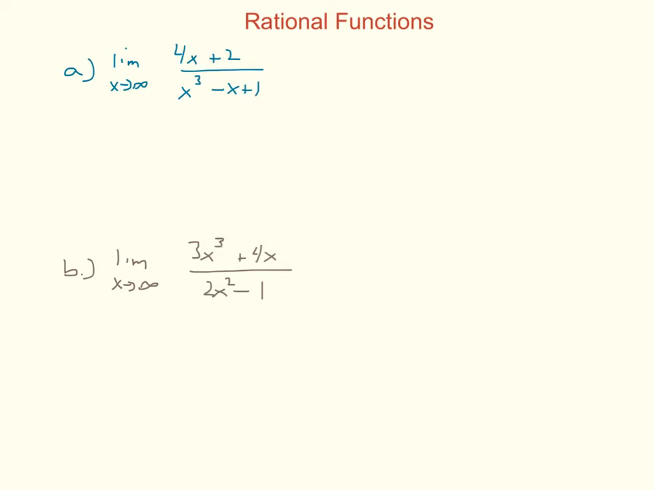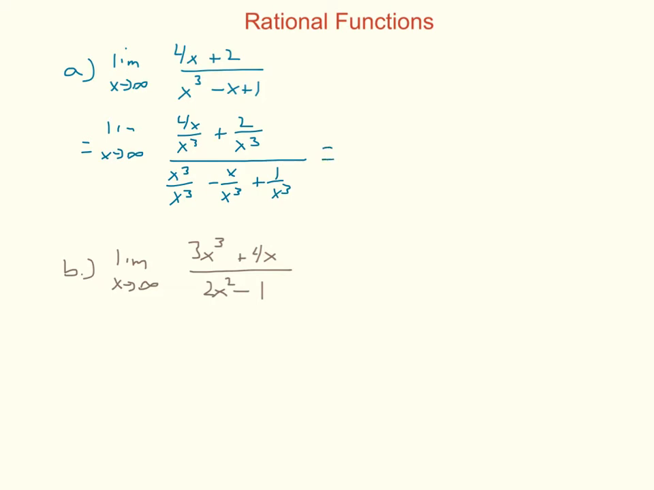To do that, you're going to identify the highest power on x in the denominator. In this case, in the bottom of this fraction, I have an x cubed, x to the first, and a 1. So my highest power on x is x to the third power. And so I'm going to rewrite this, dividing everything by x to the third. This now becomes the limit as x approaches infinity of 4x over x to the third plus 2 over x to the third, all over x cubed over x cubed minus x over x cubed plus 1 over x cubed.